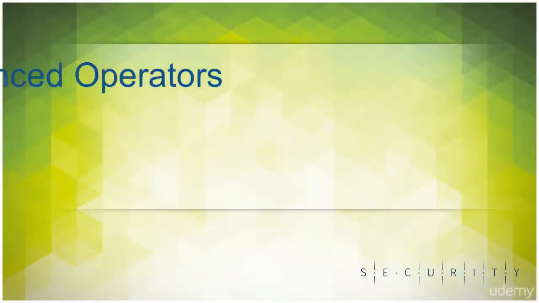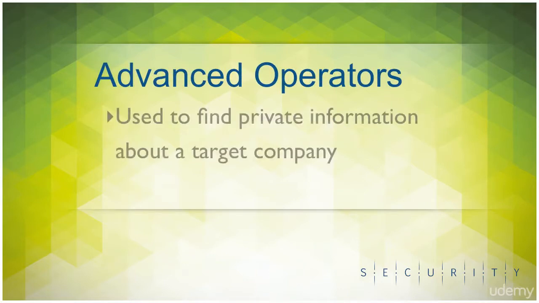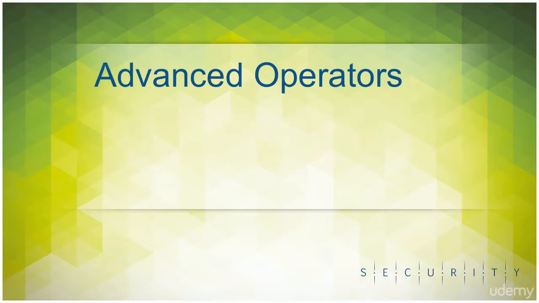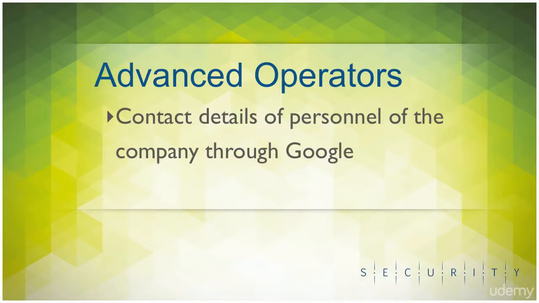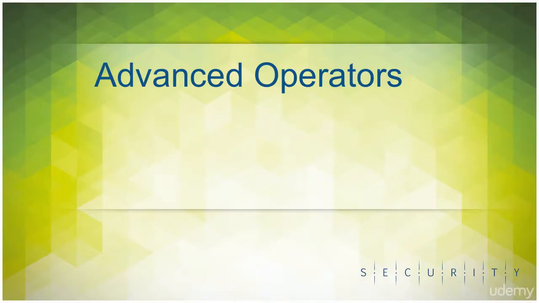Google has provided us with so many of these very useful search operators. That's right. And you can use advanced operators to find private information of a target company, so you can extend it a little bit. You can also get contact details of personnel of the company through Google. You can use the advanced operators to do this. Attackers use the gathered information to perform social engineering attacks.